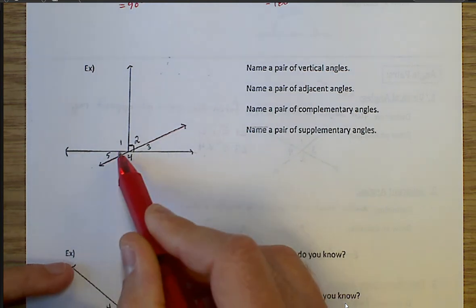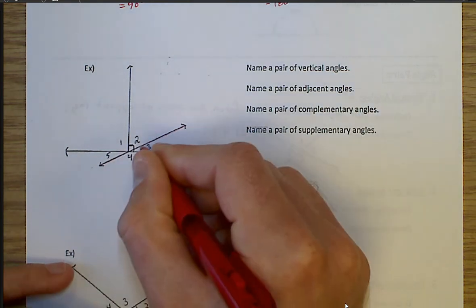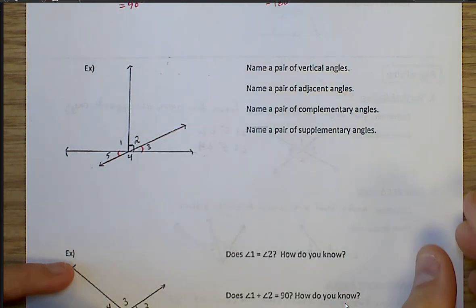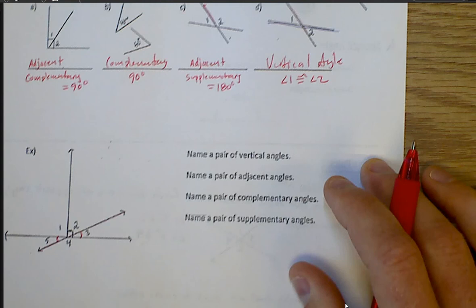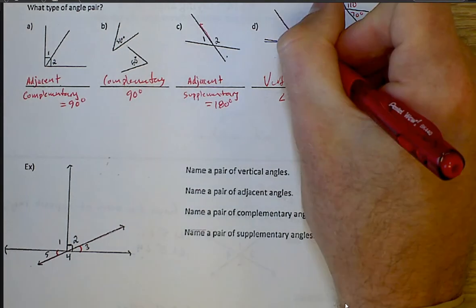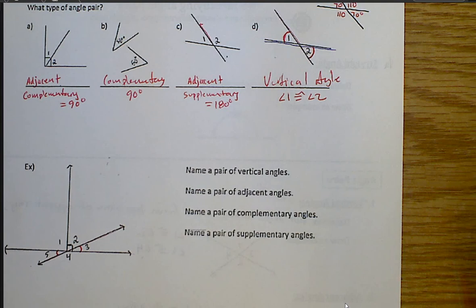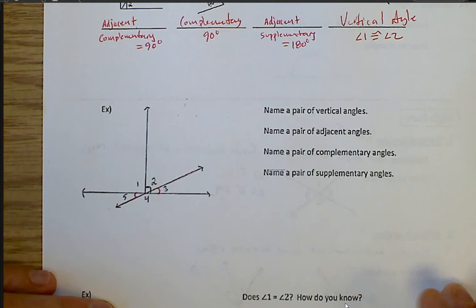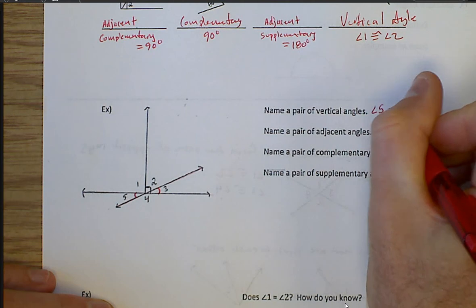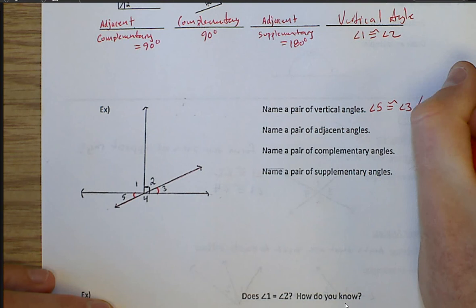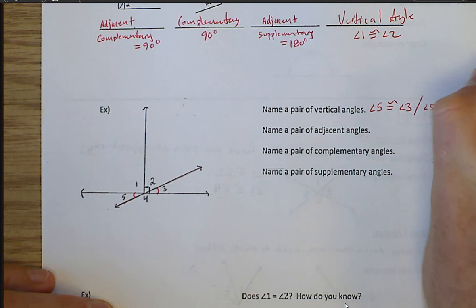5 and 3. I'm going to put my little marking here, this means congruent, by the way. I should probably go back and put those on my other angle, that is equal to this. When you see those little half moons in red, those mean vertical angles, okay? So angle 5 is congruent to angle 3. That's a pair of vertical angles. If you wanted to just put angle 5 and angle 3, those are vertical angles.